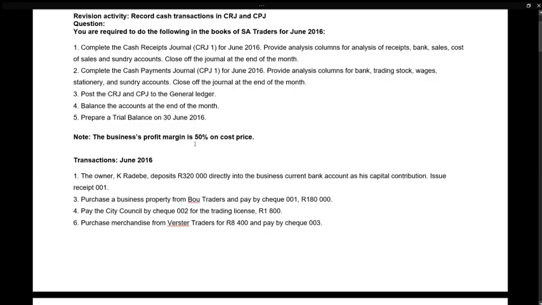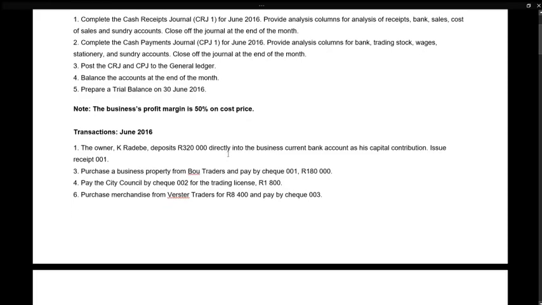Very importantly, the business uses a profit markup of 50% on cost. Essentially, this means that your selling price will be 150%. How did I get to this? Cost price is always 100%. Selling price is your cost price plus your profit margin. We know cost price is always 100. In this case, profit margin is 50. The two together, 150% selling price.